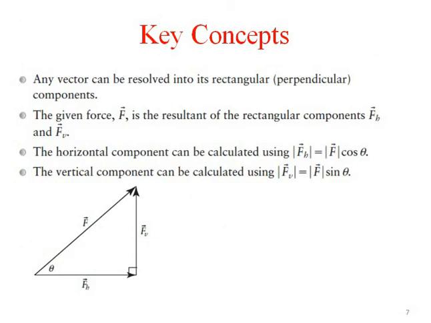So let's summarize key concepts. Any vector can be resolved into its rectangular or perpendicular components. The given force F is the resultant of rectangular forces as horizontal and vertical forces. A horizontal component can be calculated by F times cosine theta, and the vertical component can be calculated by F times sine theta. It depends on the location of theta as well. So if you consider sine theta equals opposite divided by hypotenuse and cosine theta equals adjacent divided by hypotenuse, you can figure out the magnitude of vectors.